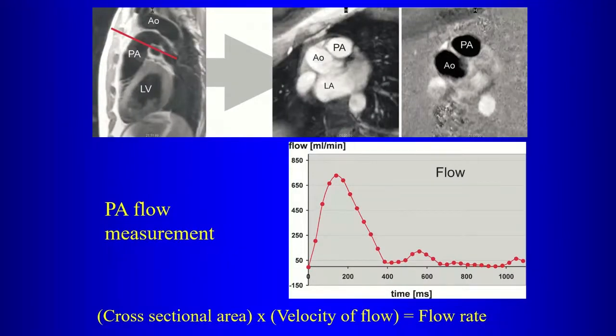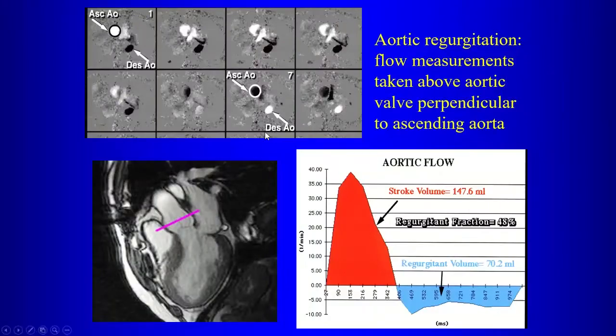Now we can do the same thing for the pulmonary artery. We take a cross-sectional image just through the pulmonary artery, just above the pulmonic valve. And then on our phase contrast images, we can evaluate the flow through the pulmonary artery throughout the cardiac cycle. And again, we can take pulmonary artery flow measurements.